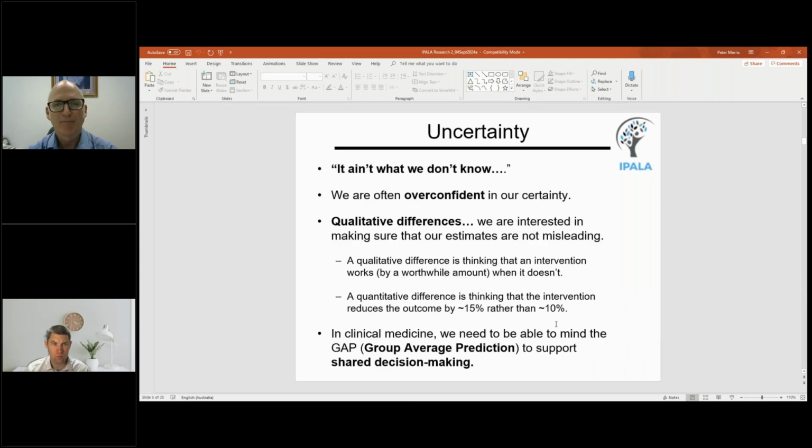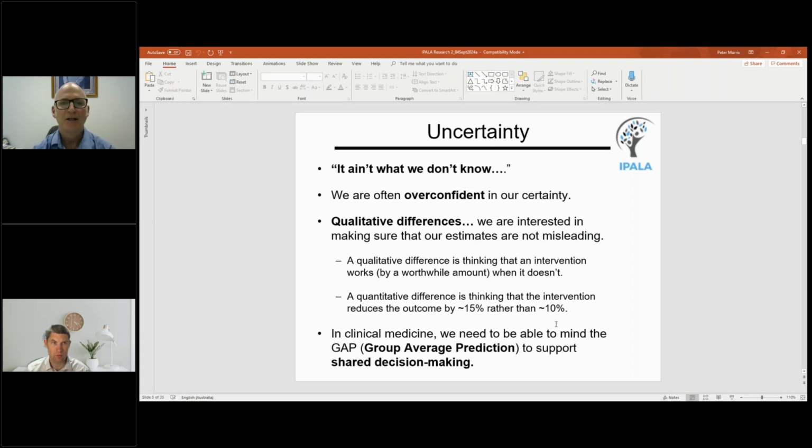So this is a quote. It's been attributed to Mark Twain. I'm not sure if he did say it or not. Anyway, the quote runs something like, it ain't what we don't know that gets us into trouble, it's what we think we know that ain't so. And it's really highlighting that clinicians and most people have a bias towards being overconfident, and we're sometimes slow to recognize important uncertainty.